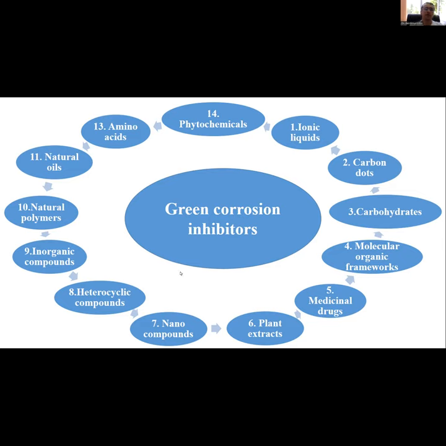The next one is amino acids. Amino acids are also a new type of inhibitors. This type of inhibitors can be modified with various different types of functional groups. As a result, amino acids will be more useful as corrosion inhibitors. This is the last one: phytochemicals. Phytochemicals are low cost because they are extracted from some foods or plants, trees, and other natural products.